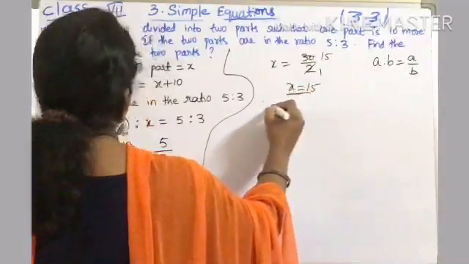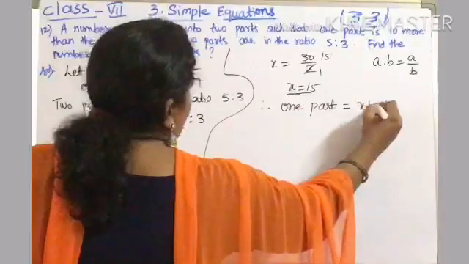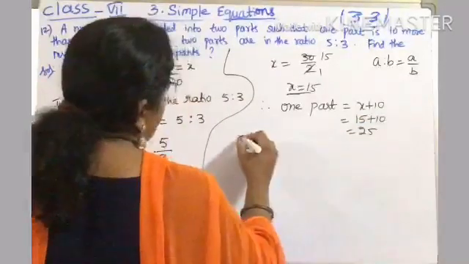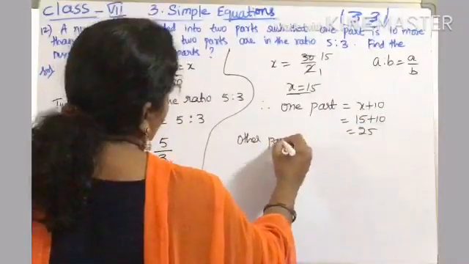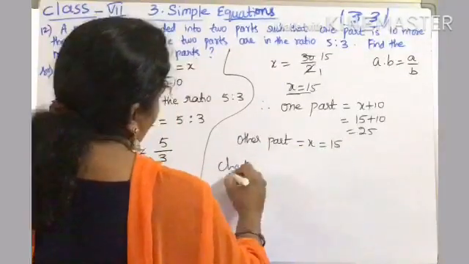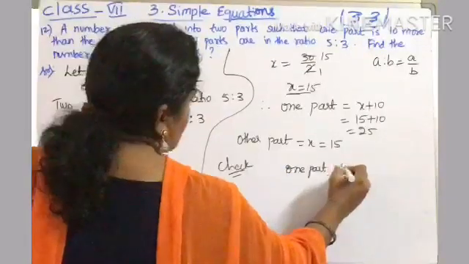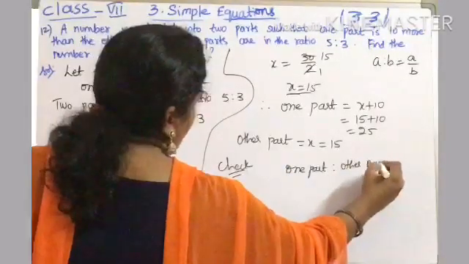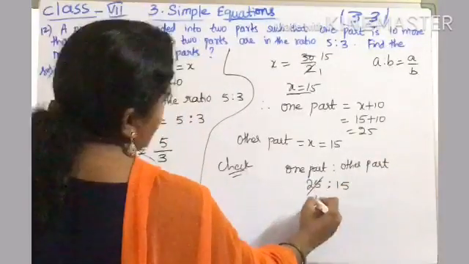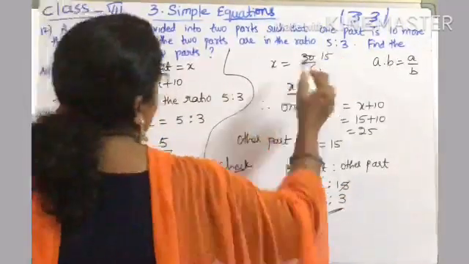Then what is one part here? One part is x plus 10, that is 15 plus 10, how much? 25. And the other part is x, that is 15. How to check? One part is to the other part, when you find the ratio, 25 is to 15. When you do cancellation, 5 fives are 25, 3 fives are 15. That means we will get 5 is to 3. That is given in the question.